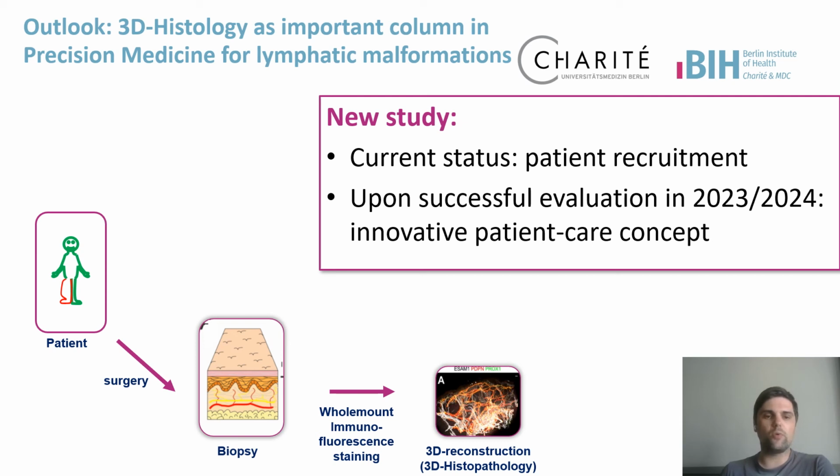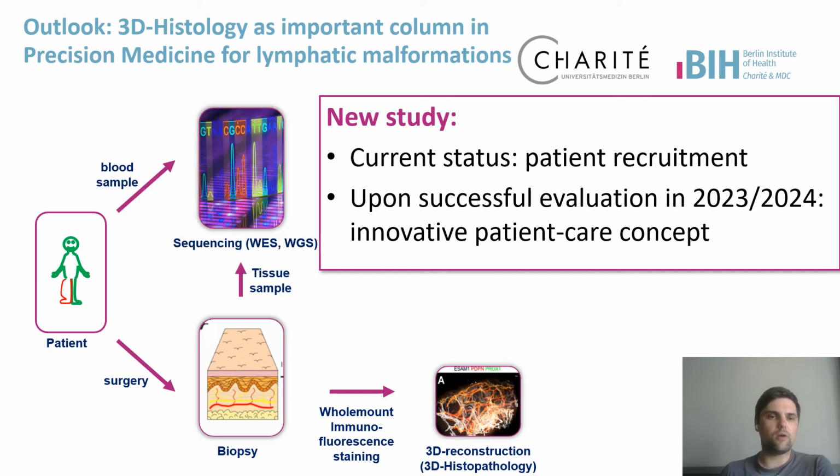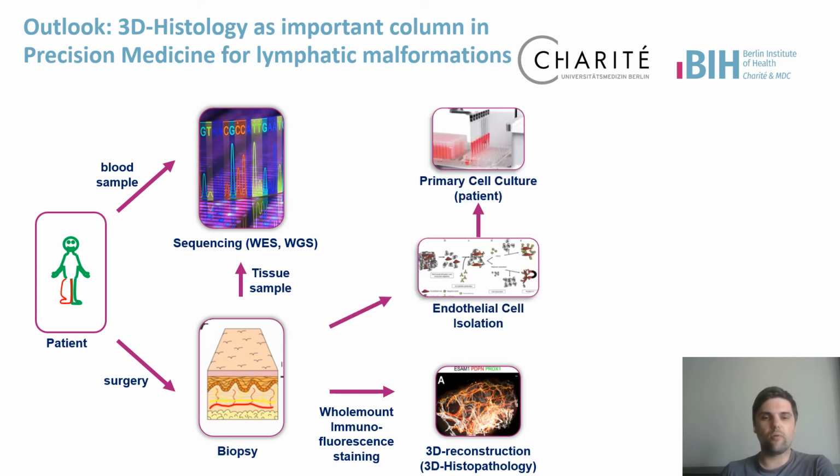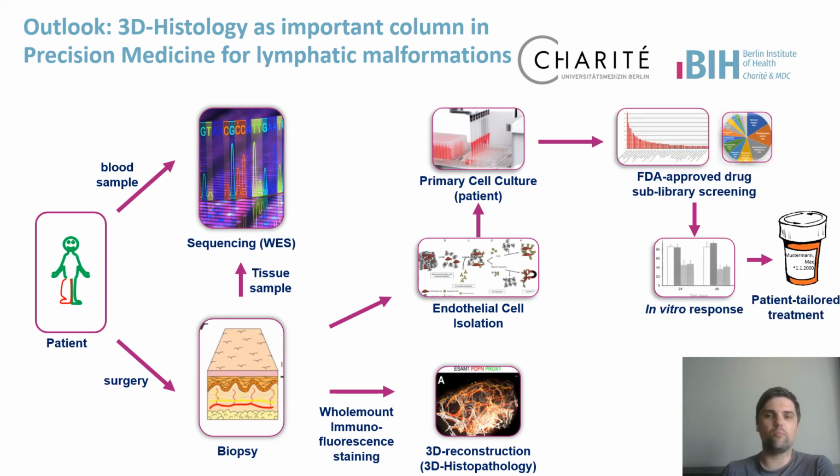And for this study we combine the 3D histology, which I introduced to you a few moments ago, with molecular genetics, meaning we perform sequencing of blood samples as well as tissue samples, and then in the next step we will also extract endothelial cells from the tissue biopsy, culture these cells, have a primary cell culture of our patient tissue, and then perform an FDA-approved drug sublibrary screening based on approximately 100 FDA-approved drugs. And this would then offer decision support for our colleagues and pediatricians and pediatric surgeons to support treatment of these patients.